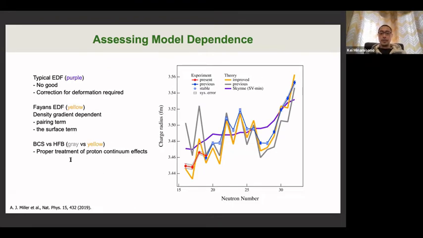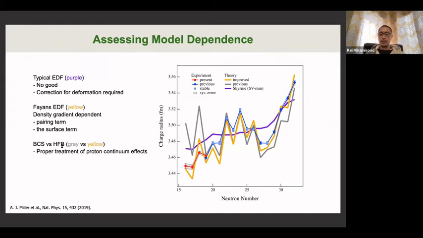And the other point is the treatment of the proton continuum effect. Since we're dealing with mirror pairs, one of the pair tends to be very close to the proton drip line, where the proton continuum effect is very important. That is shown in the two lines, the gray line and the yellow line. The gray line is the BCS calculation, and it is known that the BCS calculation gives unphysical results when it gets closer to the proton drip line. And the HFB formalism is the right formalism to use for the proton continuum effect.